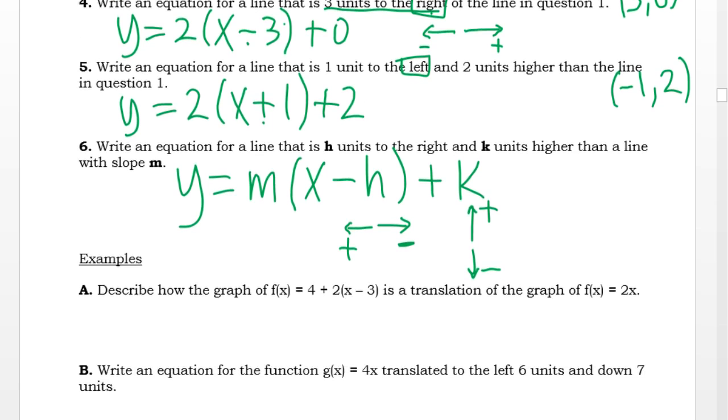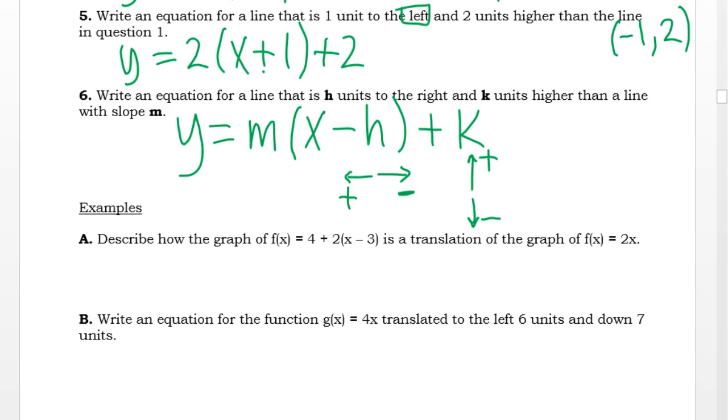The first example says, describe how the graph of f of x equals 4 plus 2 quantity x minus 3 is a translation of the graph f of x equals 2x. So, describe means I'm going to put in words, did this move left or right or up or down? How many did it move? I know the slope is 2, so I'm going to leave that be. I'm looking at this piece here and this piece here. One of those pieces moved my graph to the side, one moved it vertically. So the x minus 3, that is my horizontal component. Because it's a minus, I know minus means my graph moves to the right.